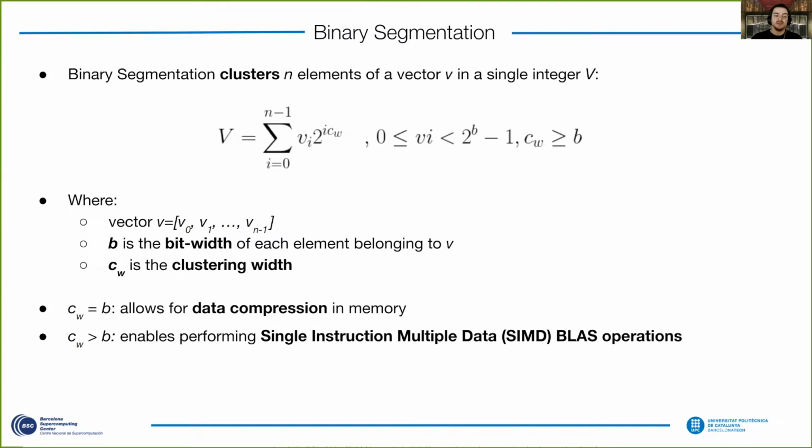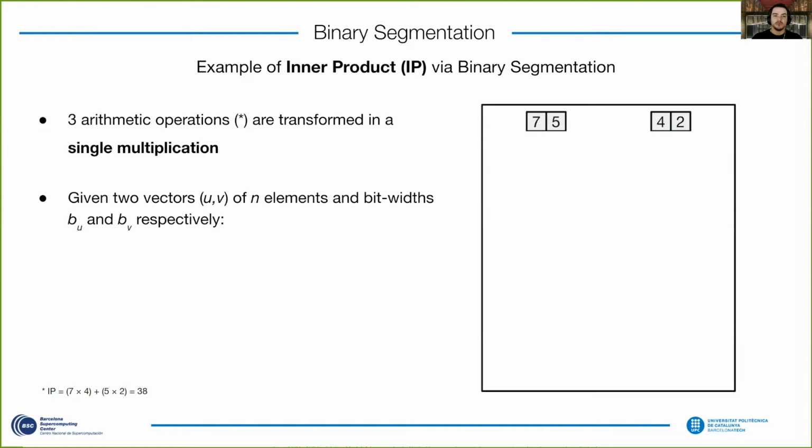On the other hand, if the clustering bit is greater than the actual maximum bit width of the vector, binary segmentation enables single instruction multiple data computations. Let's see an example. Imagine you want to compute the inner product between these two vectors containing 2 elements and a maximum bit width of 3. In order to do that with a standard algorithm, you would require 2 multiplications and 1 addition. However, with binary segmentation, you can compute the same computation with just a single multiplication by following 3 basic steps.